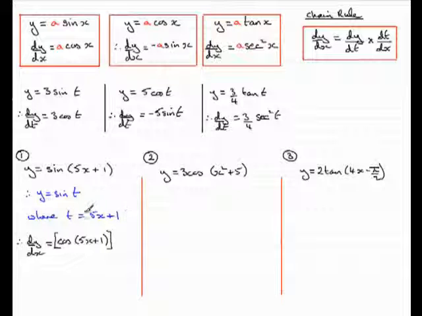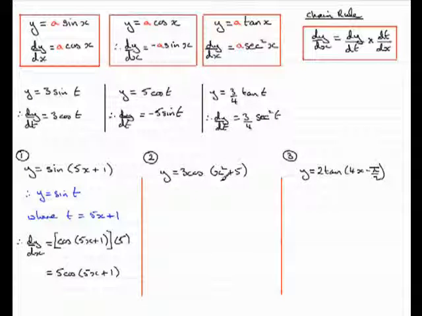And we know that t is equal to 5x plus 1, so I just times it now by the differential of t with respect to x. So when we differentiate 5x, we get 5, and when we differentiate the constant 1, it goes to 0. So if we tidy this up, let's put the 5 in the front of the cosine function, and we get 5 cos of 5x plus 1. And there you have dy by dx. Let's try the next one.